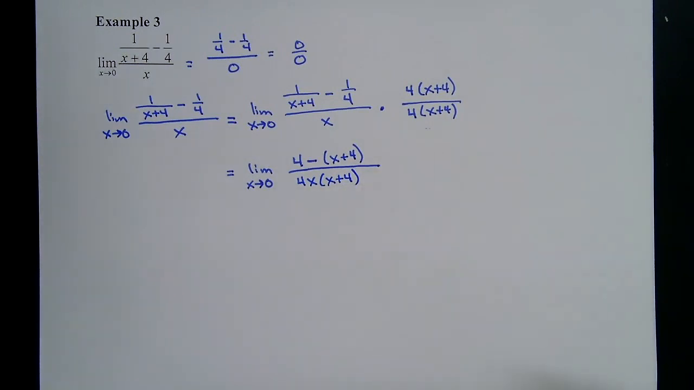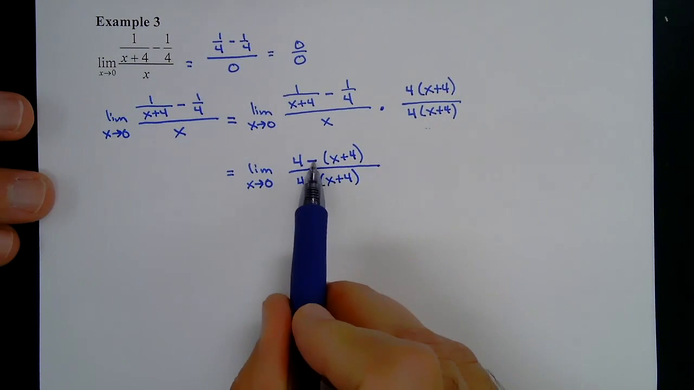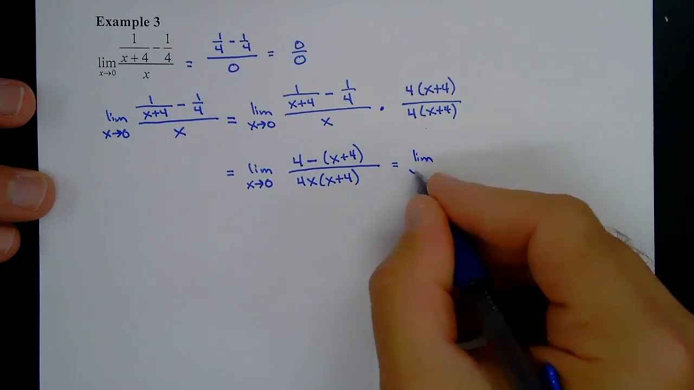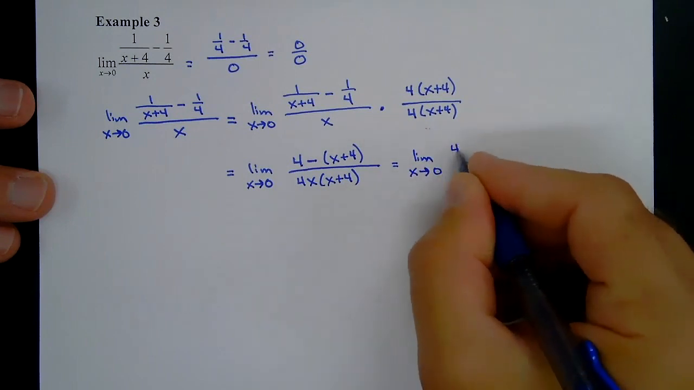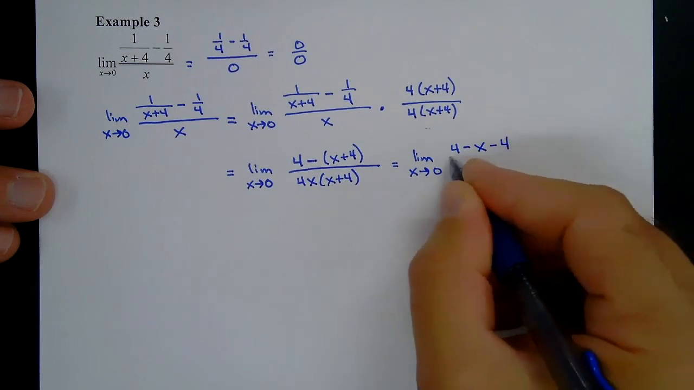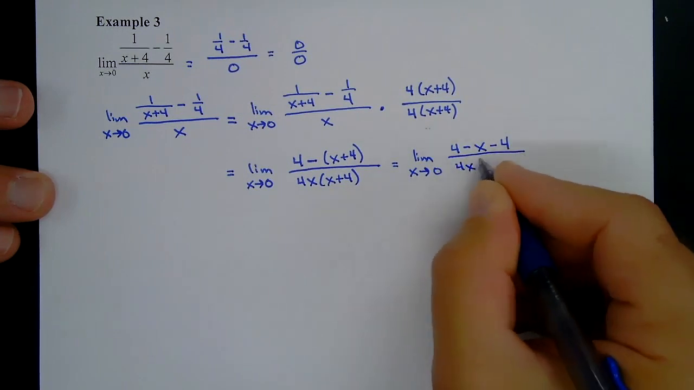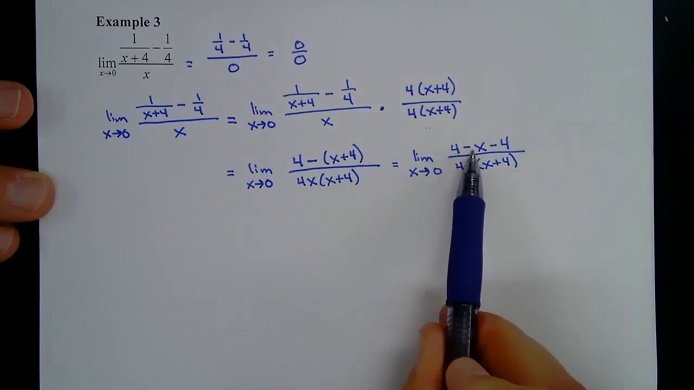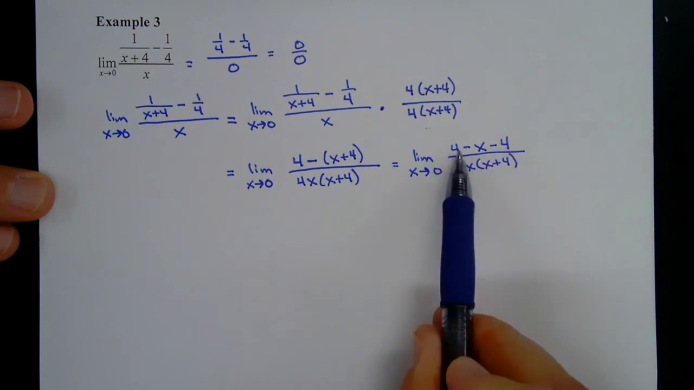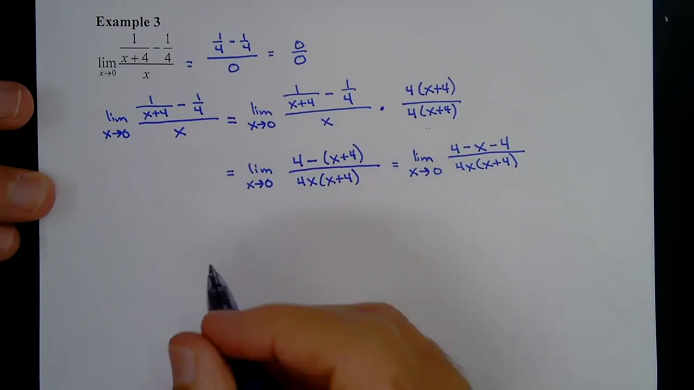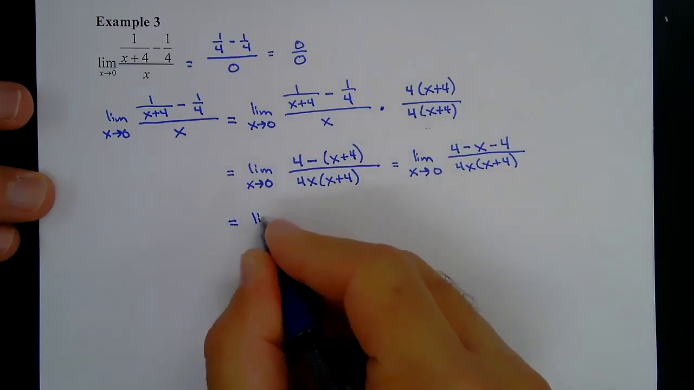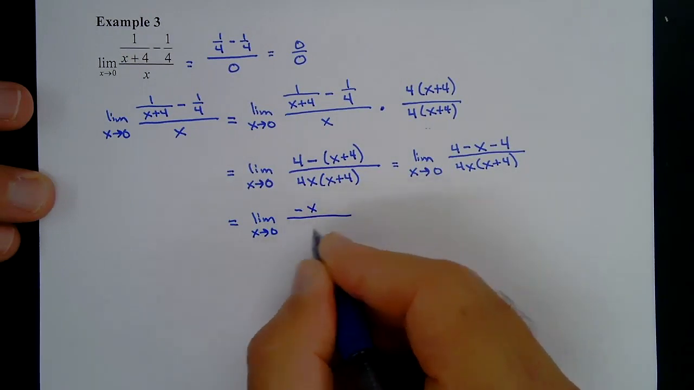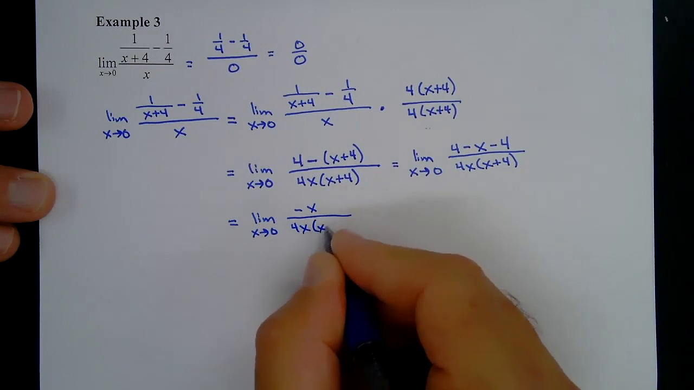We don't have that common factor yet, right? So what I can do now is distribute this negative. So this would be the limit as x approaches 0 of 4 minus x minus 4 over 4x times x plus 4. And then right in the numerator here, we have 4 minus x minus 4. So we have 4, take away 4, right? We're just going to be left with this negative x, or minus x, right? So this is equivalent to the limit as x approaches 0 of negative x over 4x times x plus 4.